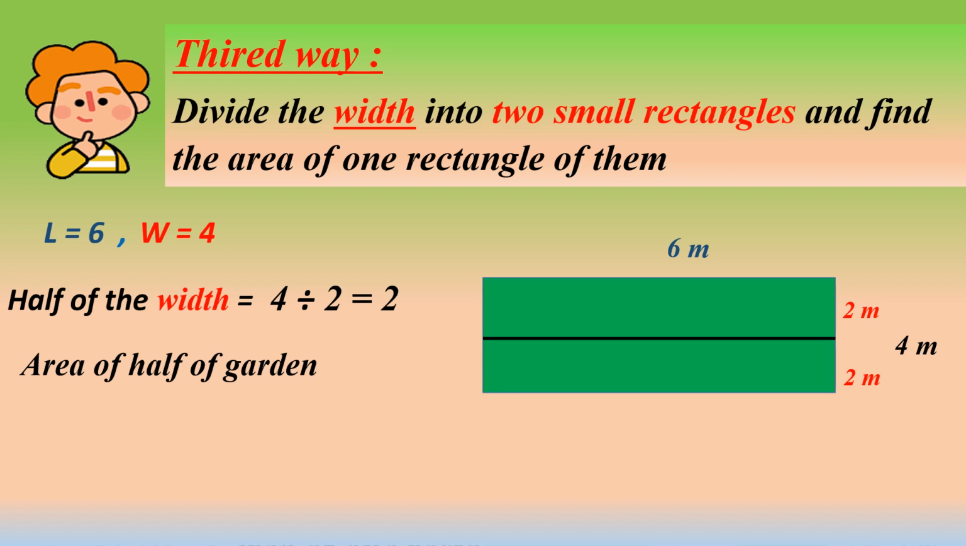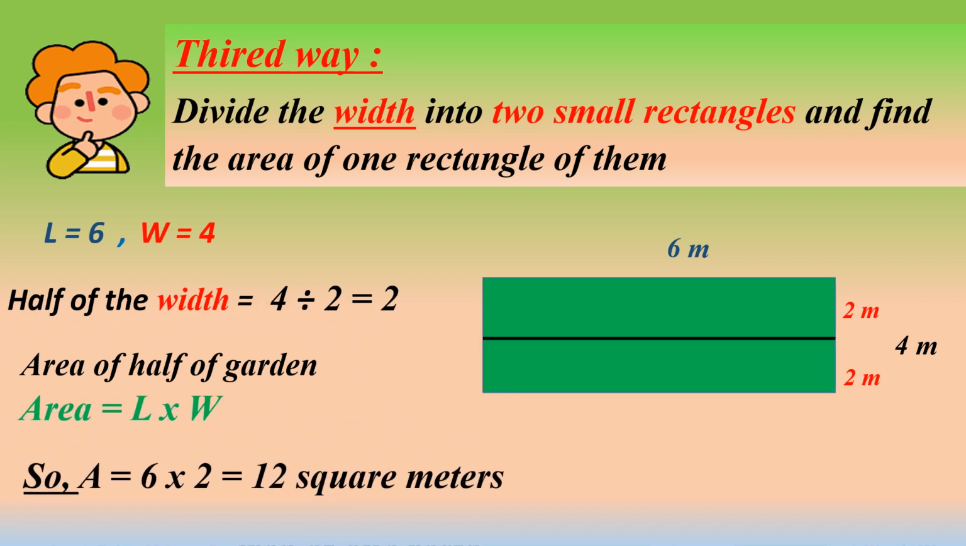Area of half of the garden, I know the area equals length times width. Will I take all the width here? Of course not. I will take the half of the width. So 6 times 2 equals 12 square meters.